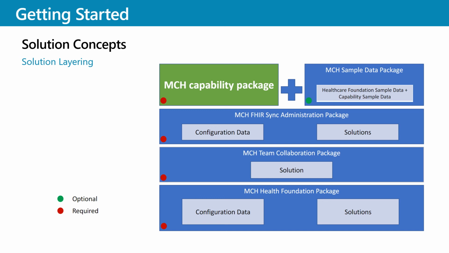The first layer is the Healthcare Foundation package. This is a combination of both configuration, data, and solutions. Next is the Team Collaboration package, followed by the FHIR Sync Administration package, which is also a combination of configuration, data, and solutions. The last install is the Cloud for Healthcare Application Capability package. Optionally, you can install the Sample Data package. Anything you build will sit on the top of these layers. Let's take a look at the sample solution delivery model.